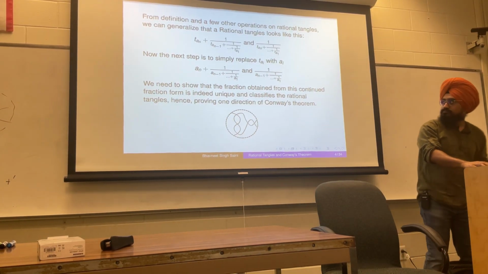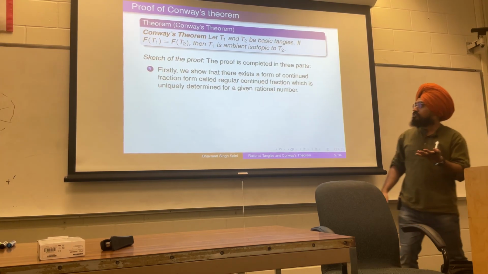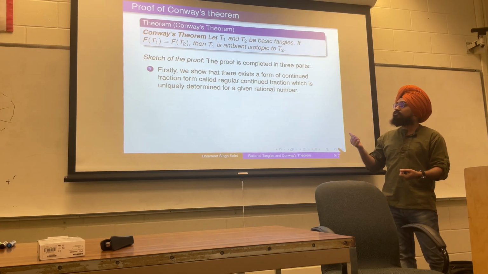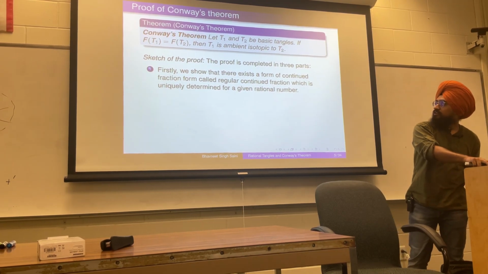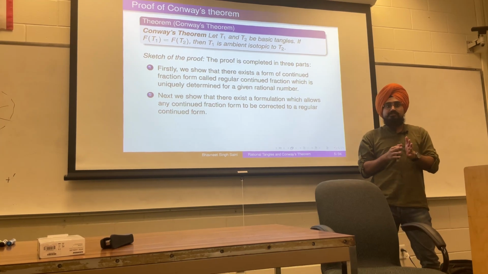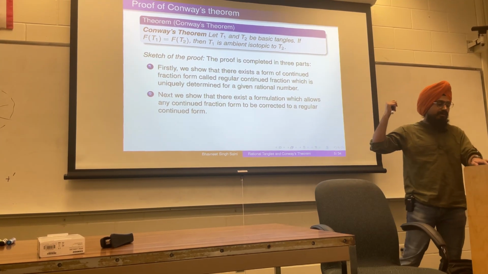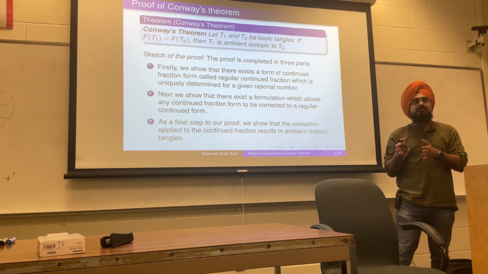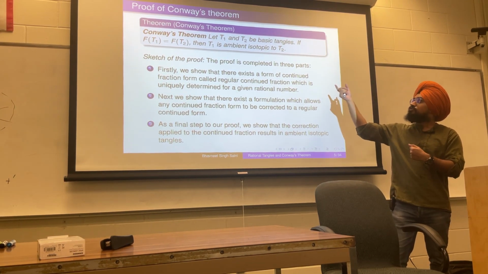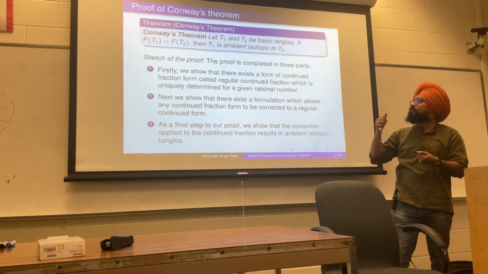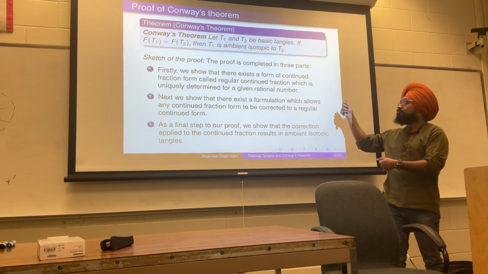So what we did in the proof was that first we showed that there exists a continued fraction form called the regular continued fraction form, which is uniquely determined for a given rational number. And then we showed that there exists a formulation which allows us to change any continued fraction form into a regular continued form. And the last step was just to show that that change does not change the ambient isotopic class of our rational tangle. So this way we proved one direction of Conway's theorem, that if T1 and T2 are basic tangles with fraction of T1 equal to fraction of T2, then T1 is ambient isotopic to T2.